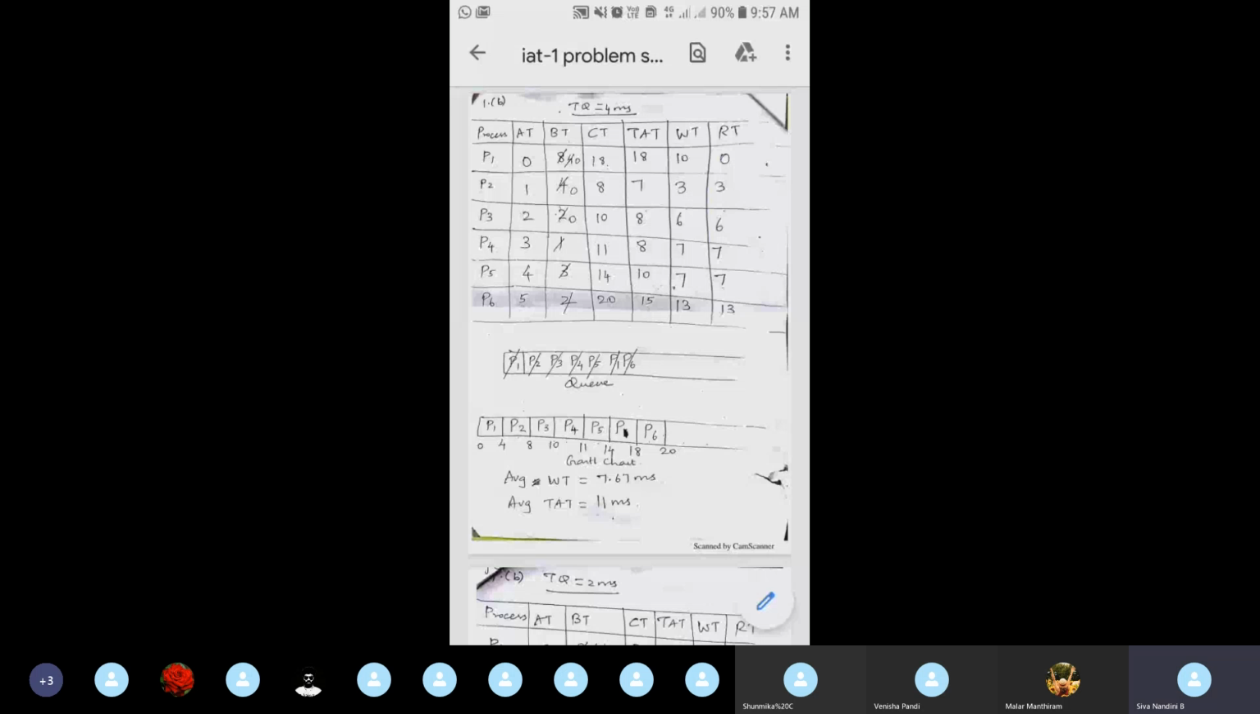Thus we have drawn the Gantt chart, and I hope everyone knows how to calculate the completion time. So completion time we have to see from the reverse, from the back side of the Gantt chart. We have to see this P1 process gets completed at what time, this P2, like that you will be writing the completion time. Then turnaround time can be determined by using the formula for each and every process simply by calculating CT minus AT, that is completion time minus arrival time. Then for waiting time also we can use the formula completion time minus burst time.